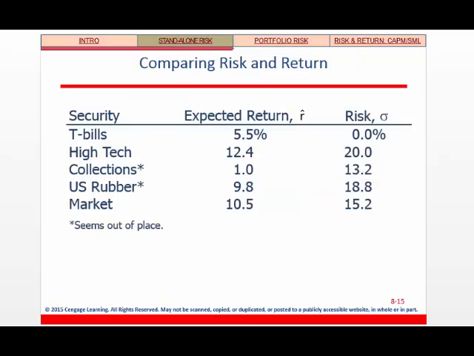So let's go back and take a look at the different investments that we had, and now let's add in risk. And as I pointed out earlier, collections in U.S. Rubber are going to seem somewhat out of place because they're going to have lower returns but higher risk, and so they're not going to be the most promising investments, at least from a dominance perspective. You could say that the other investments dominate collections in U.S. Rubber because why would you ever choose a riskier stock for a lower return?